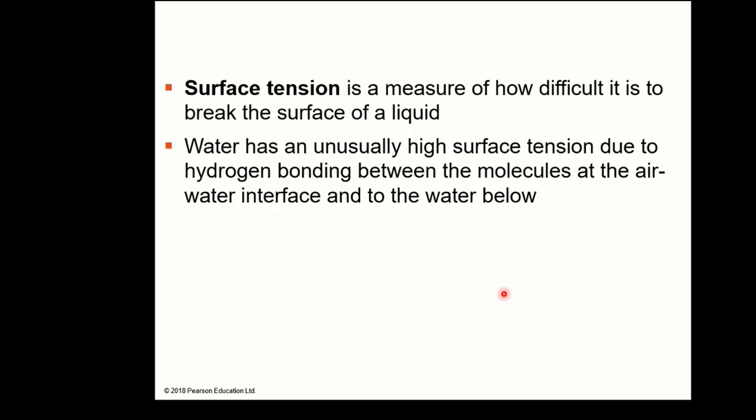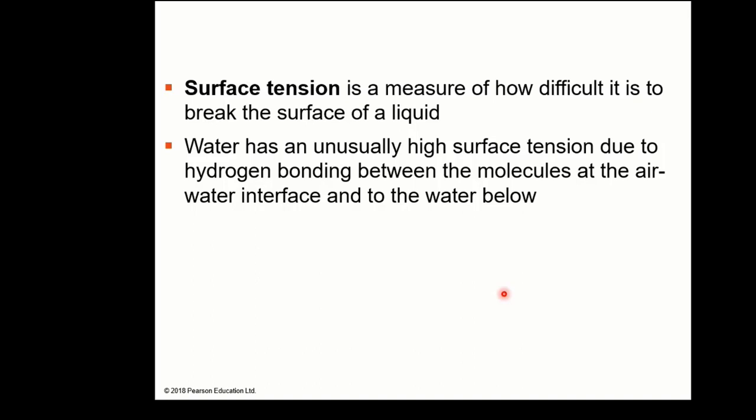Thank you. So surface tension is a measure of how difficult it is to break the surface of a liquid. Water has an unusually high surface tension due to hydrogen bonding between molecules, the molecules at the air-water interface and the water below. So water has this unusually high surface tension. And why is this surface tension?